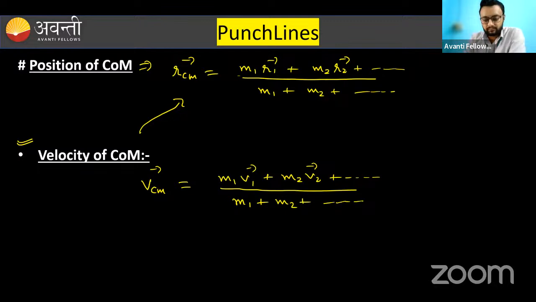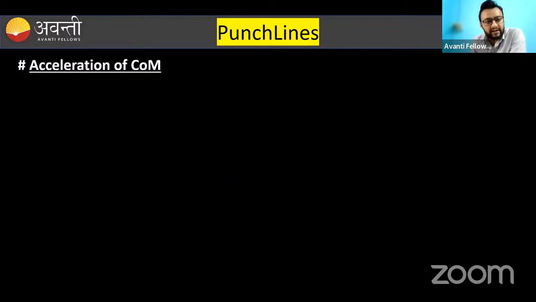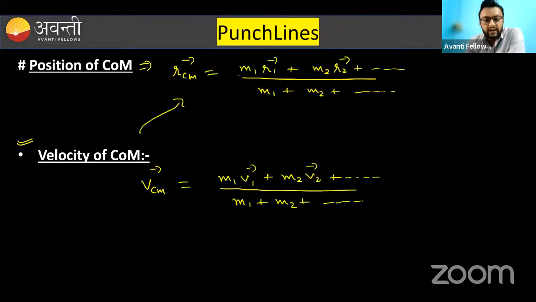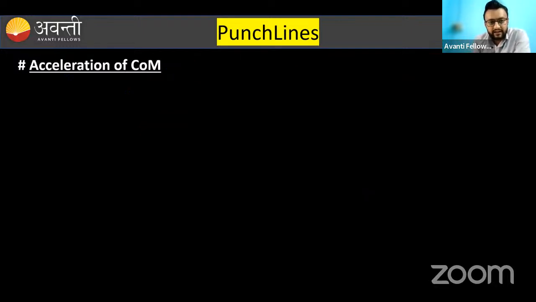Now again, what if I need to write the acceleration of center of mass? Then what you can do? You can differentiate this velocity and you will get acceleration. So I am differentiating it again. What will I get?